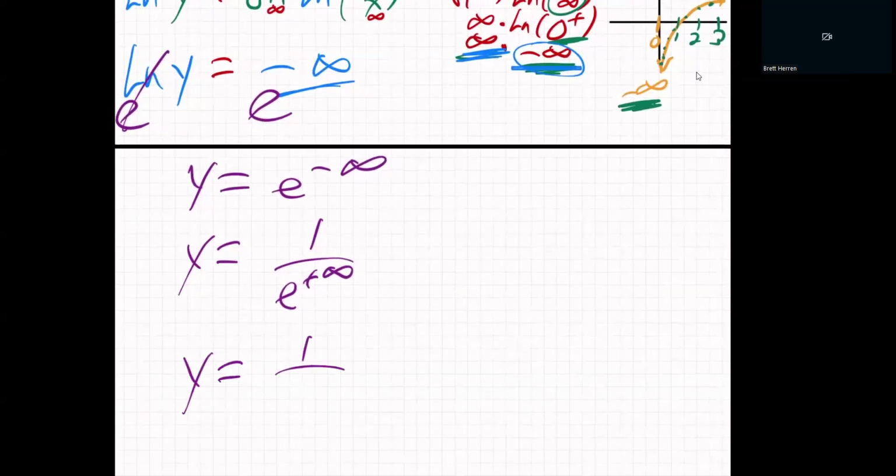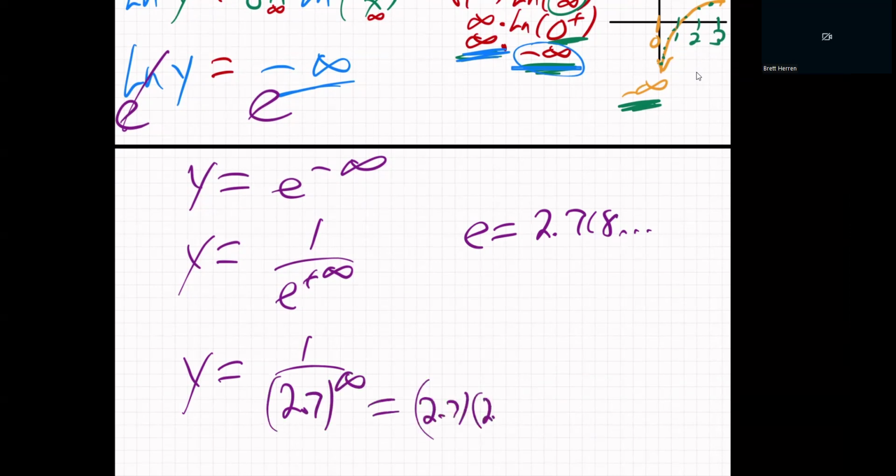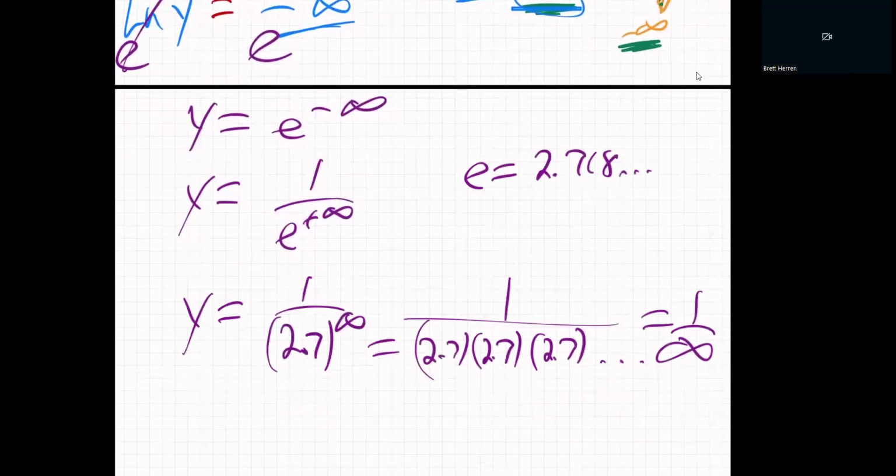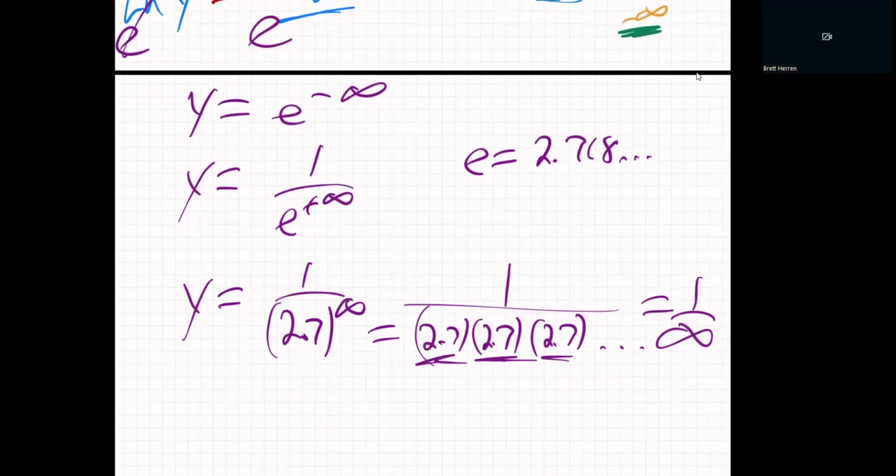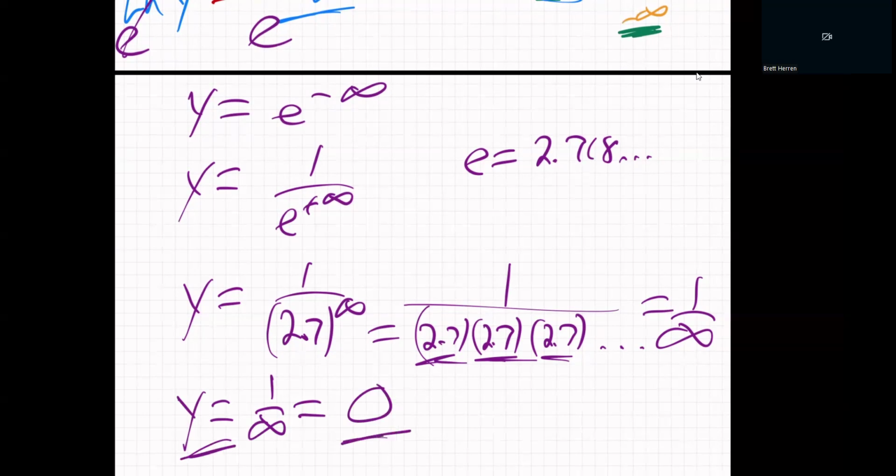Okay, what is e? E is a special number, 2.718, blah, blah, blah. It's like pi is a special number, 3.14. So this is basically 2.7 to the infinity, which means, what does that mean? What does the infinity power mean? That means 2.7 times 2.7 times 2.7, infinite times. And it's 1 over that. So that's 1 over infinity. 1 over infinity is 0. Y is 0. The answer to this problem is 0. And so there we go.